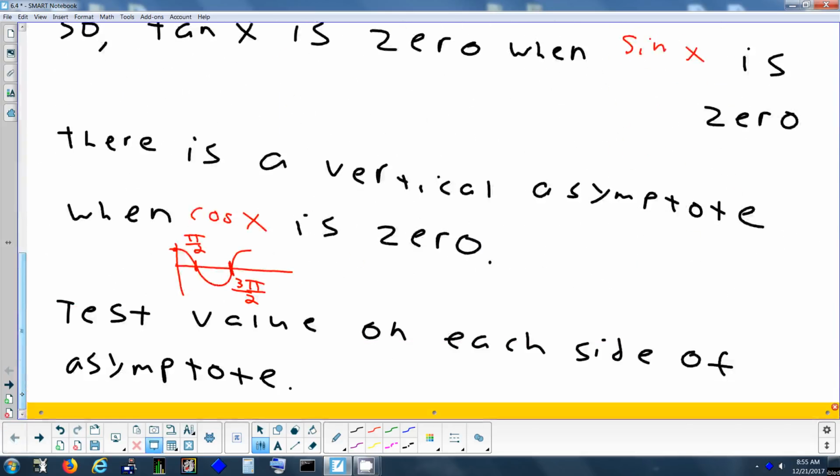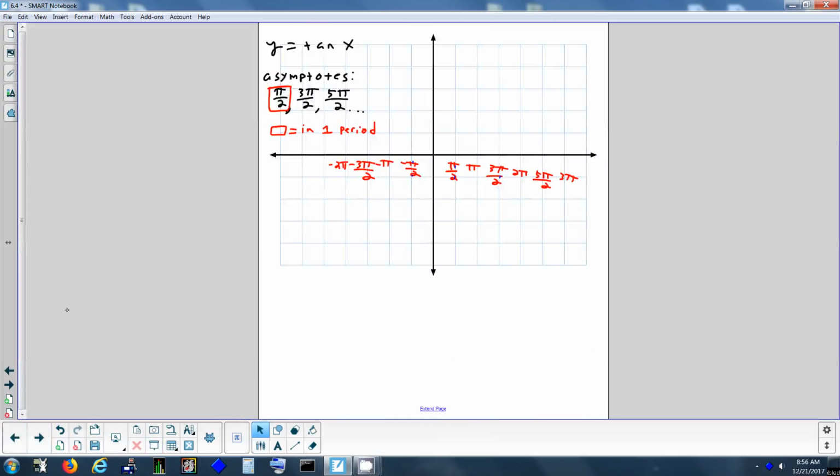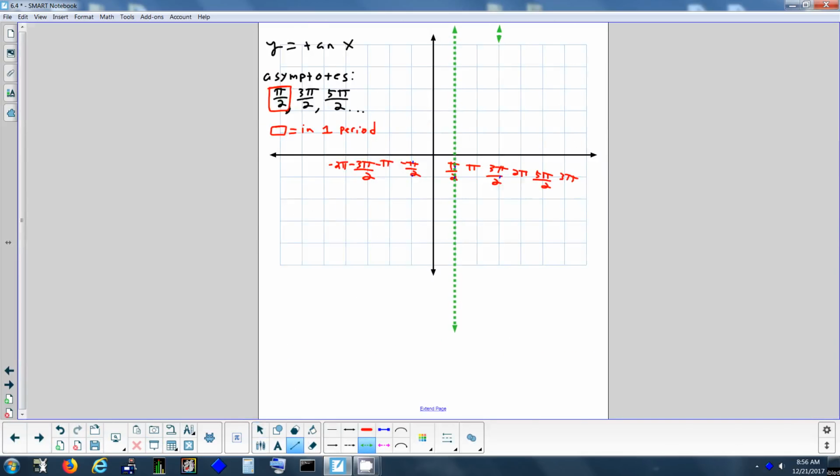Okay, so let's see if we can make a sketch of tangent. So what I'm going to do first is I'm going to draw some asymptotes. Okay. I'll put some at pi over 2, 3 pi over 2, and so on. I'm not going to sketch a bunch of them because I just want to focus on one section. All right, so put a vertical asymptote at pi over 2. I can put one at 3 pi over 2. Okay, if I want, I can put one at negative pi over 2. They're equally spaced. The asymptotes occur regularly.